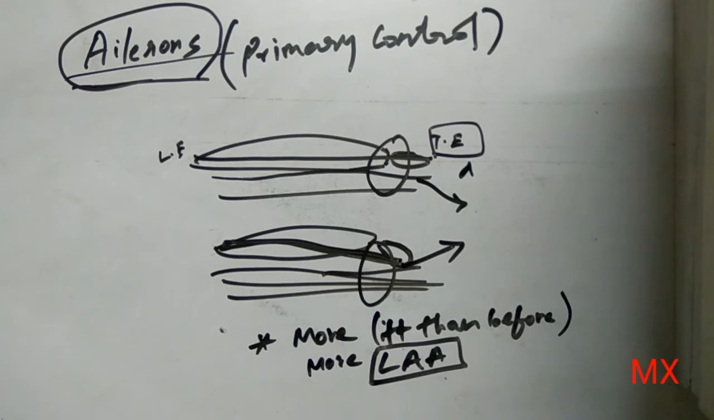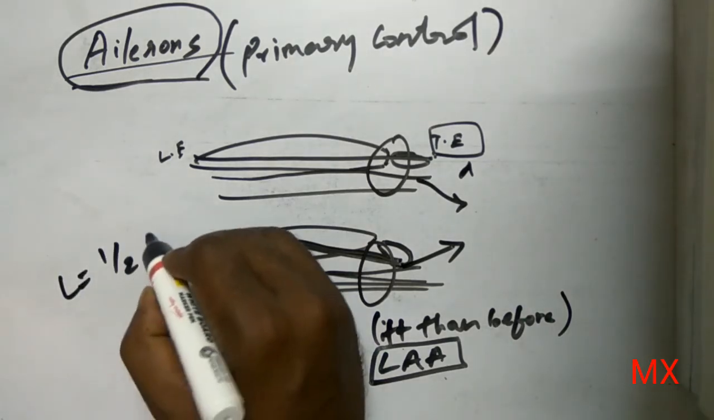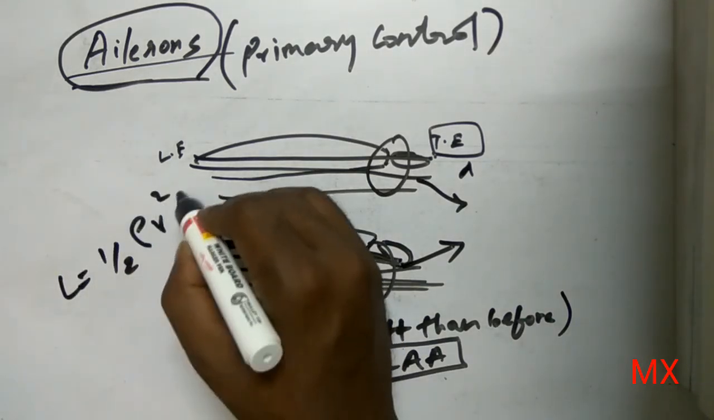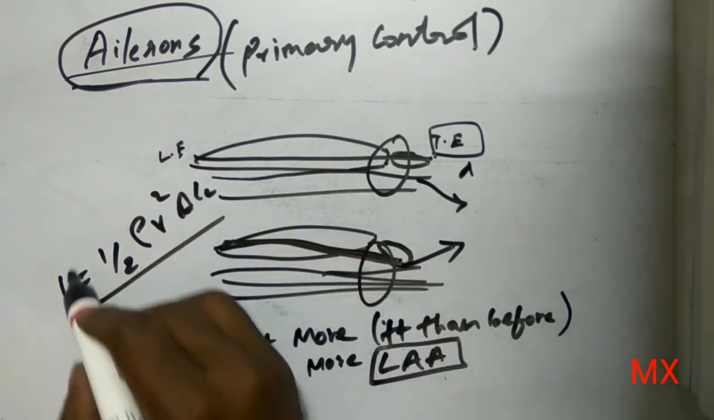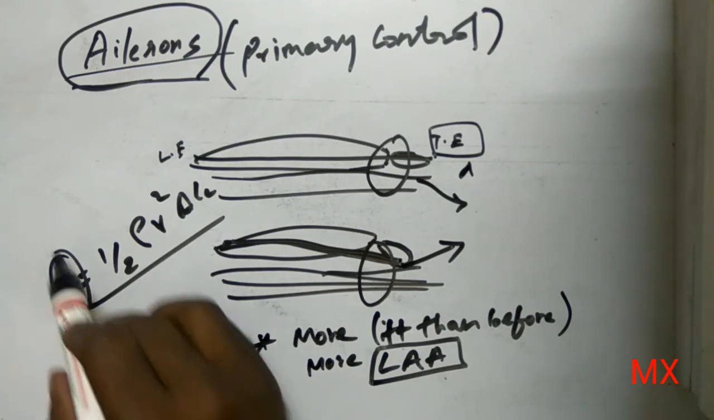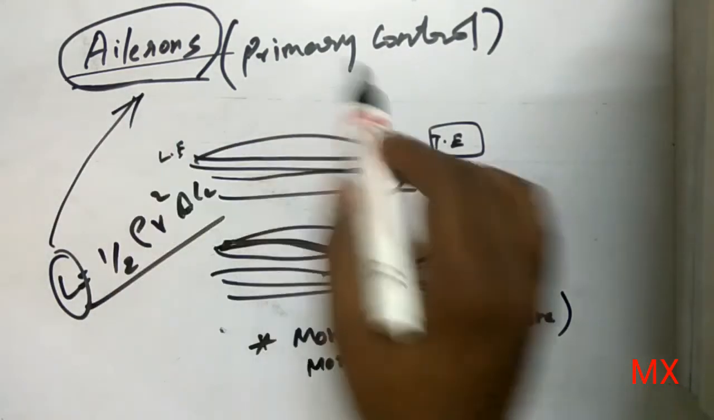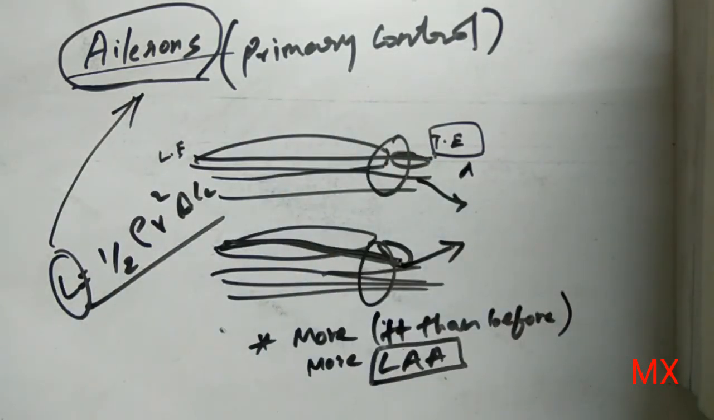There will be more power. More lift in the sense the aircraft is growing more and more and the lift is produced more. So automatically the formula of lift, rho v square A CL, which we have discussed previously, applies. So only by using these Ailerons in this plane. This is the main reason how an aircraft is controlled by using the primary control.